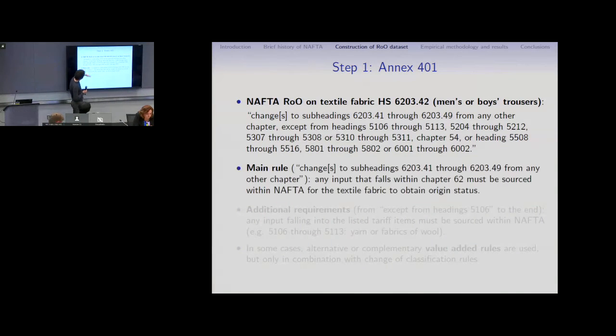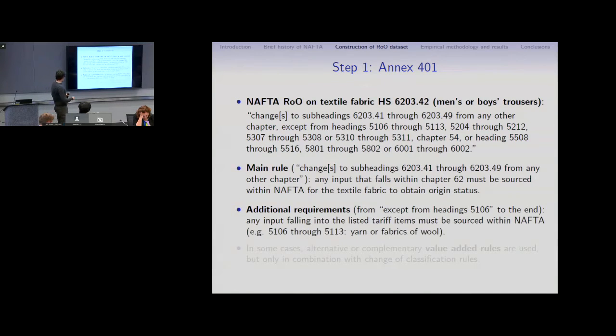And then all these additional numbers we have here define additional rules. So we are going to have the main rule, which is given by the fact that the intermediate goods have to fall outside the chapter, and then some additional rules would say that on top of that, there are some intermediate inputs which are not in that particular chapter that also have to be sourced within NAFTA in order for the good to comply with the rule. And these are the additional requirements I was talking about.